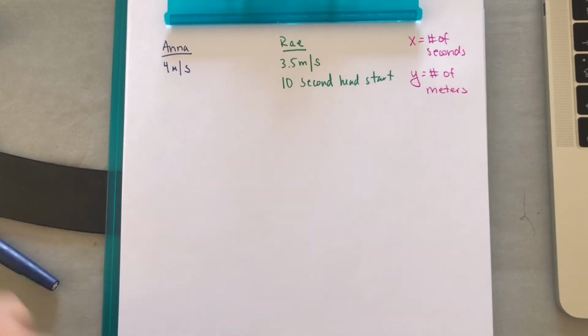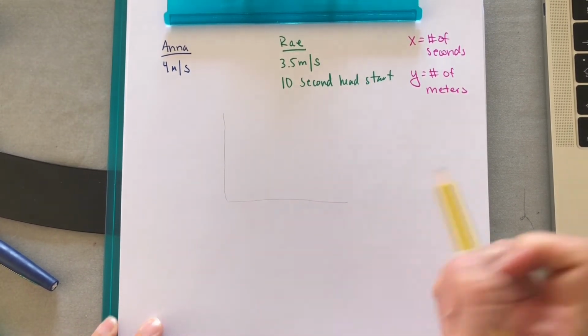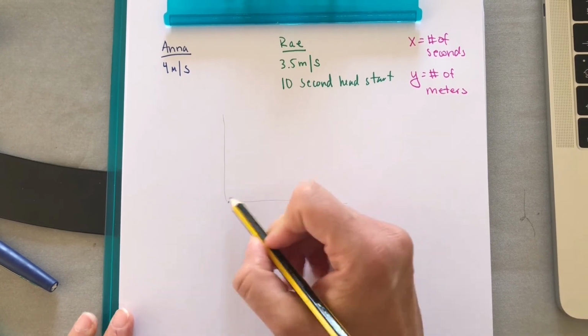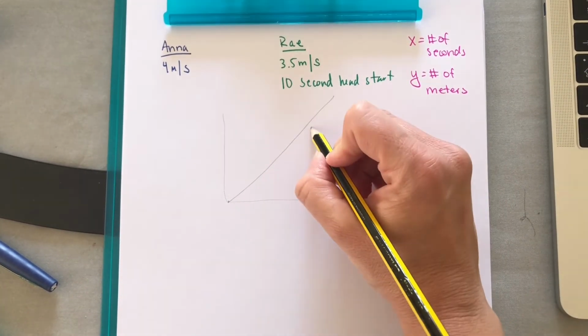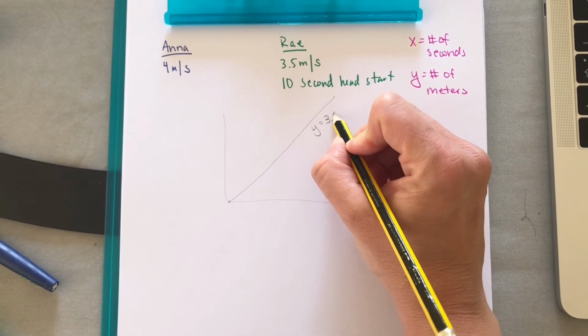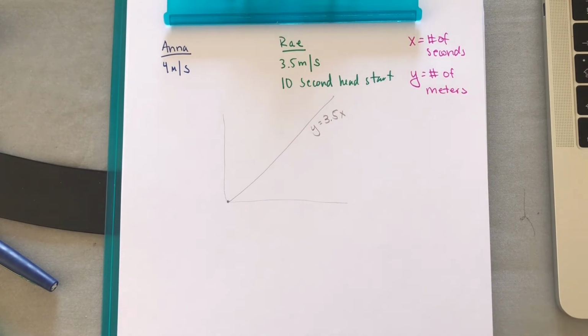So let's think about what a sketch of this graph might look like. So now we have Ray who's going to start at the beginning of the race, and she's going to run at 3.5 meters a second. So in this case, her line is going to be the one with the simple equation. Time starts, she's at the starting line, she runs 3.5 meters a second.